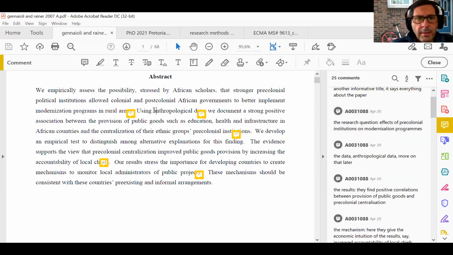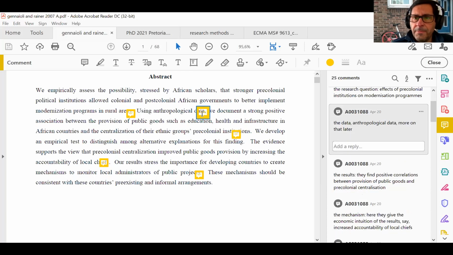And then the second sentence is essentially the data. They tell us how they do this. They use anthropological data. Using anthropological data, they document a strong positive association between the provision of public goods, and that is what modernization programs are all about. It's the provision of public goods, and the provision of public goods is essentially delivery of policies, right? We have riots in this country because there is very little provision of public goods, right?